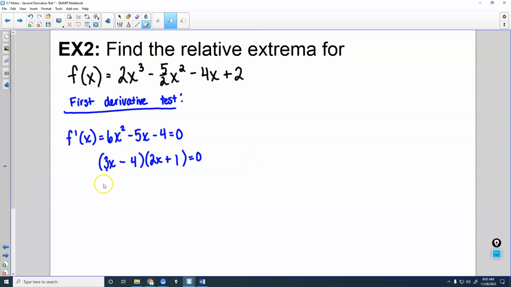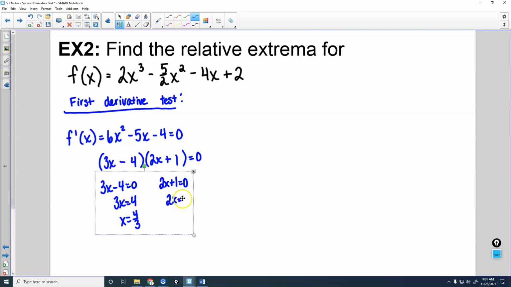And so that would give us 3x minus 4 equals 0, so 3x equals 4, x equals 4/3. And here we'll have 2x plus 1 equals 0, so 2x equals negative 1, so x equals negative 1/2.